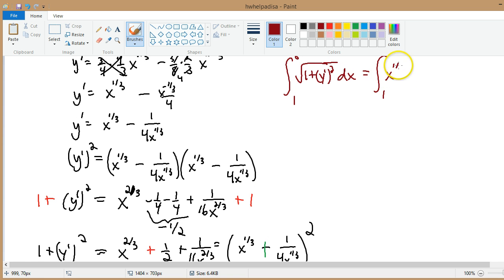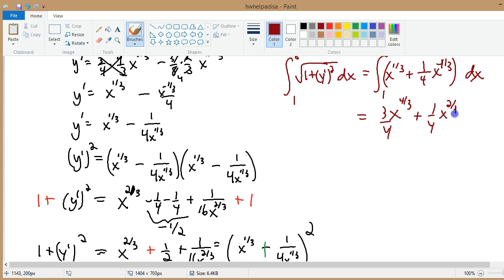Okay. Let me call this x to the negative 1/3 so that we can then easily take the antiderivative and go x to the 4/3 with the 3/4, x to the 2/3 with the 3/2. And so we get 3/4 of x to the 4/3 plus 3/8 of x to the 2/3.